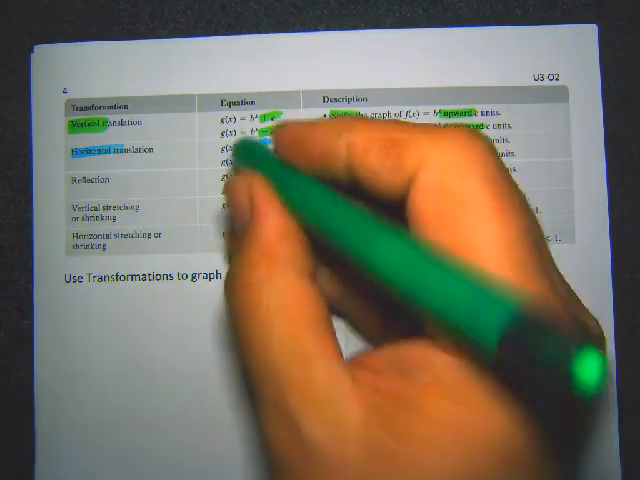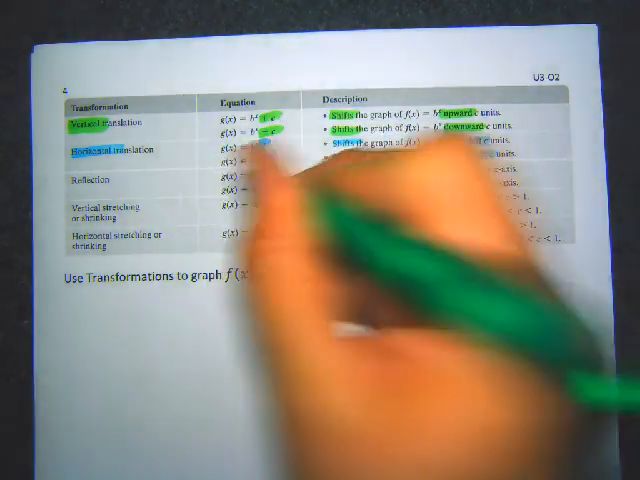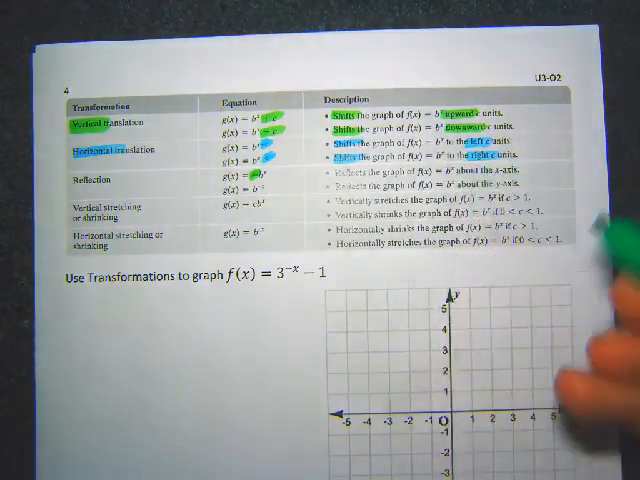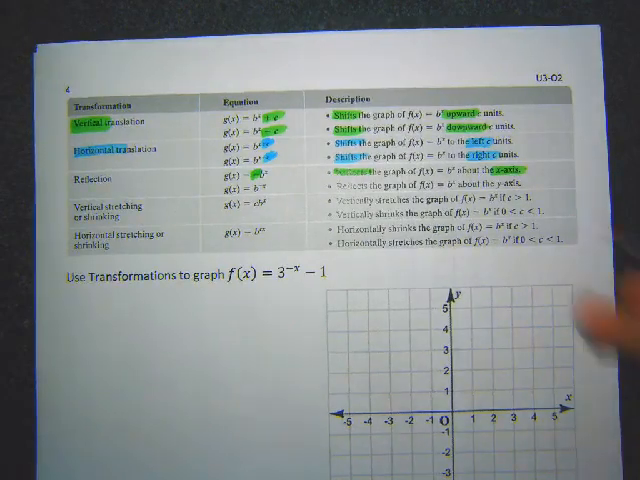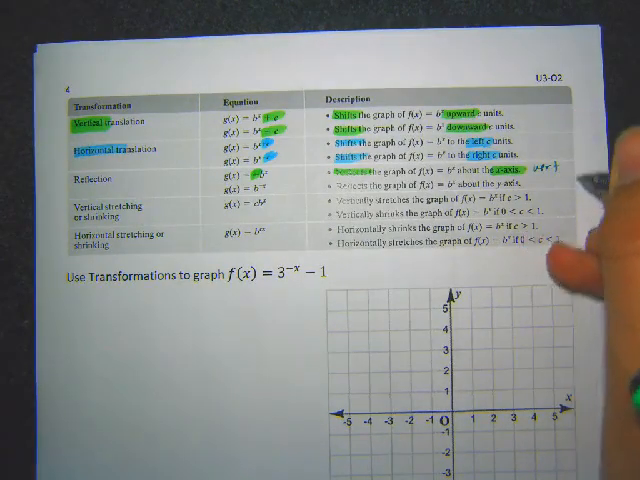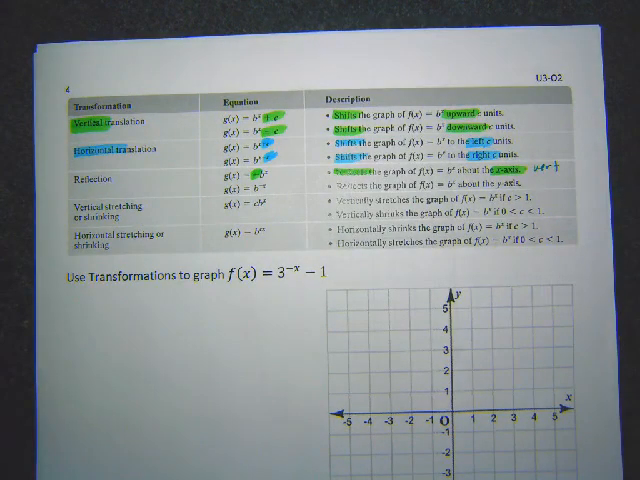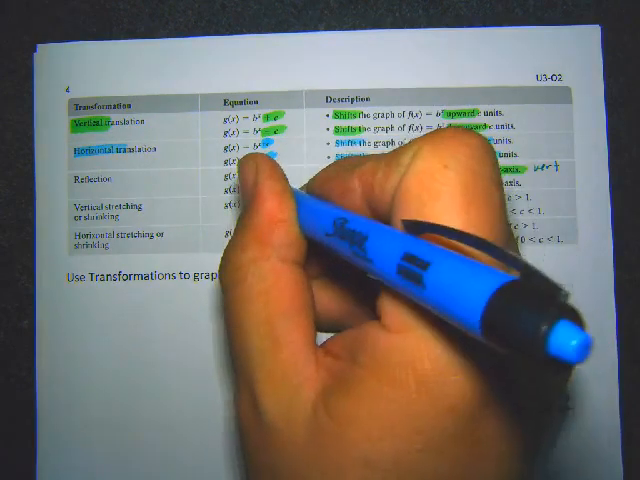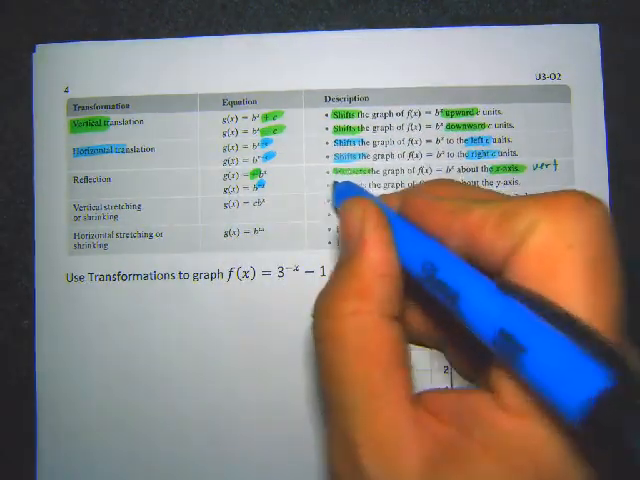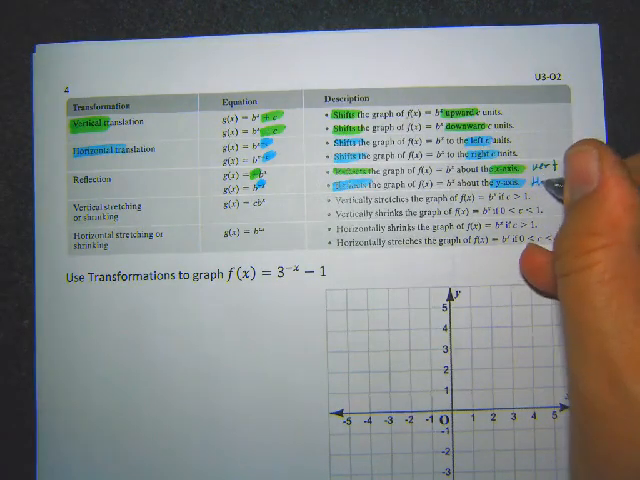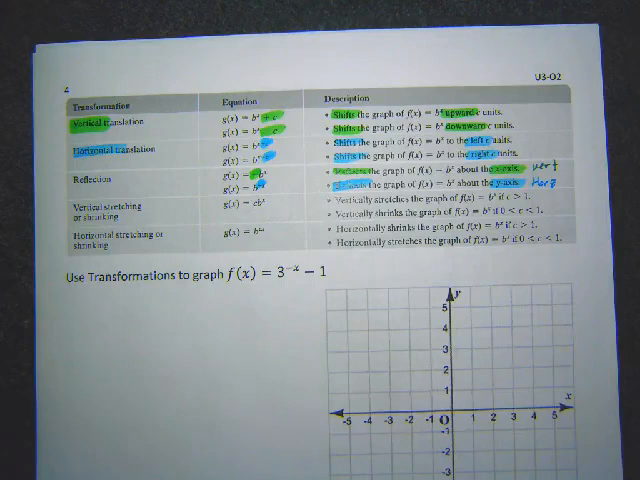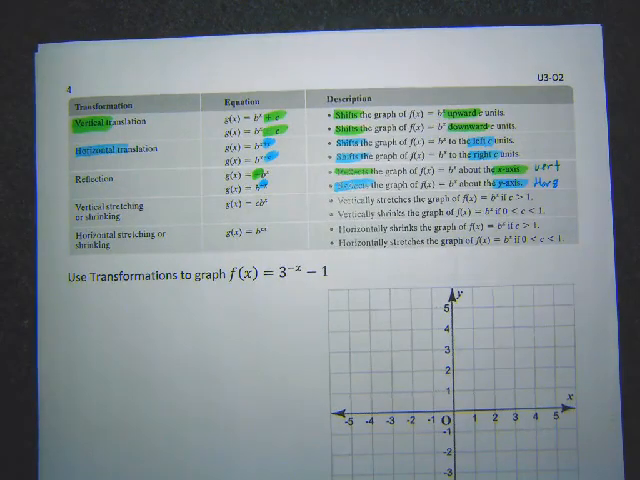Reflections. If you have a negative in front of the whole expression, that's going to be a reflection over the x-axis, what I like to call a vertical reflection, because it's going to flip it upside down. And then the other one is your negative on the inside, so you put a negative inside the power. And it's going to reflect it over the y-axis, which I would call a horizontal reflection, because you flip it side to side.